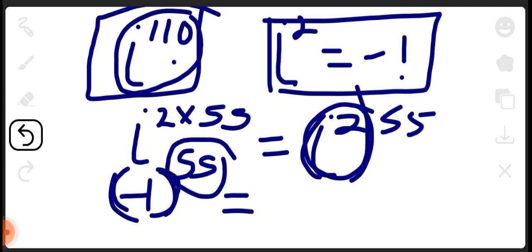Because this power cannot be divided by 2, it's odd, so this negative sign will still remain. And 1 raised to power anything is still 1. So we're going to have -1 as the answer. So i raised to power 110 is equal to -1. That is the absolute answer.